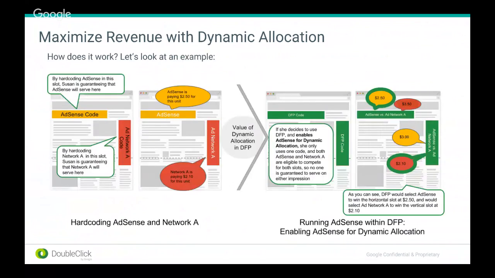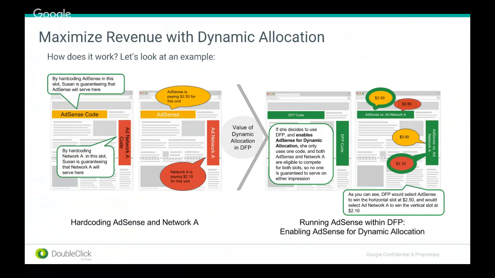So let's take a look at this example. In order to understand how dynamic allocation works in practice, we'll take Susan, our example publisher. She's grown in both size and complexity and is now using DFP as her ad management platform. When she first started using DFP, she was restricted to hard-coding AdSense and third-party networks like Network A on her website, and this is shown on the left-hand side of the image.